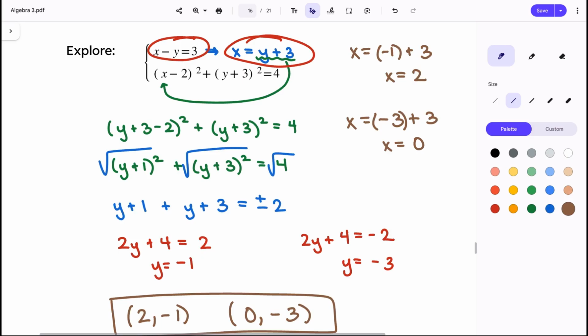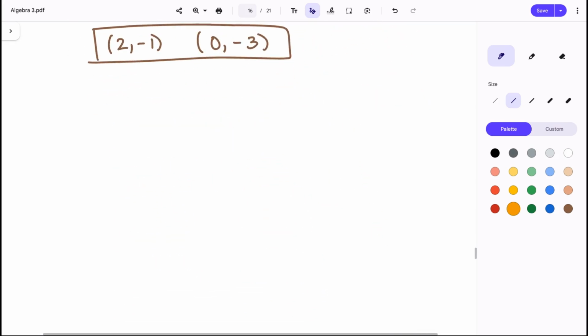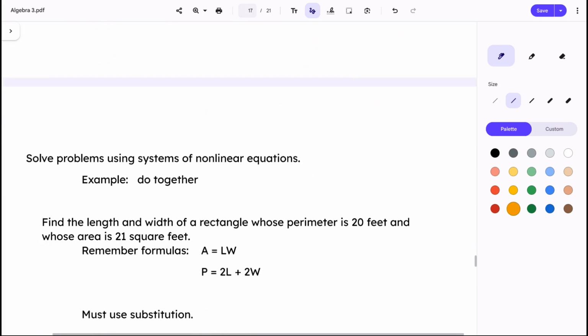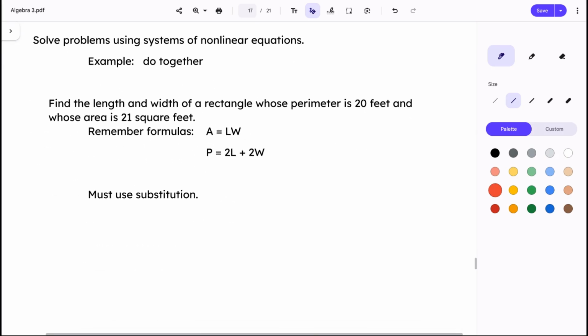Okay, we've got one more problem on the last page here. All right, they're saying on this problem here to find the length and the width of a rectangle whose perimeter is 20 feet and whose area is 21 feet. And they're giving us these formulas. Area is length times width. Perimeter is 2 times the length plus 2 times the width.